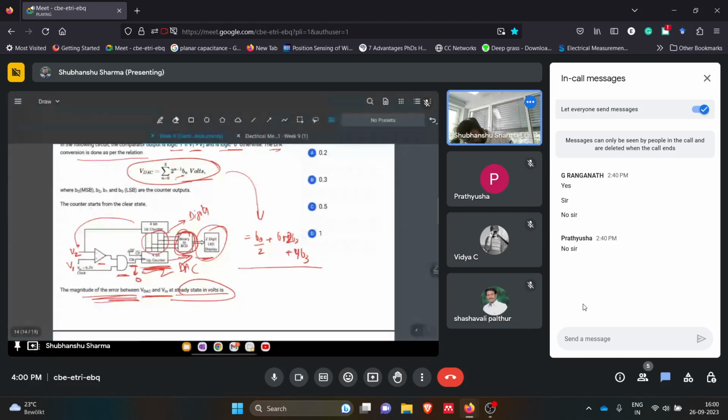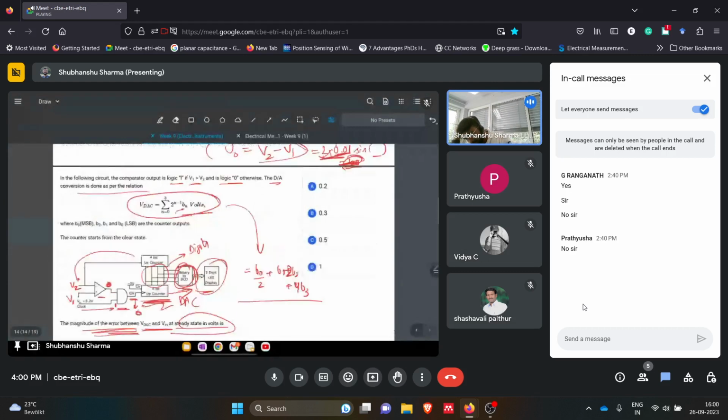Okay, and when will this clock signal become zero? We are giving this clock continuously. It will become zero only when this comparator output becomes zero. So we have to see when this comparator output will become zero. So we are doing a back engineering. So this is zero. When will it become zero? When?